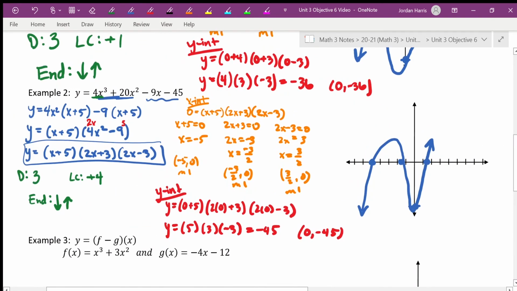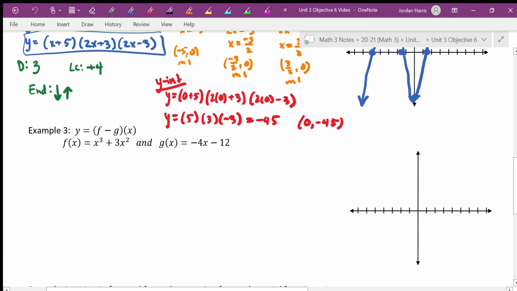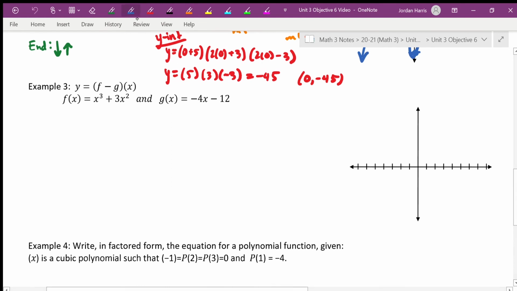Okay. So I'm going through these pretty quick because most of it's the same. Just making you recognize it's not always going to be super nice numbers. That's kind of what we're introducing in Objective 6. It's not always going to be nice numbers.